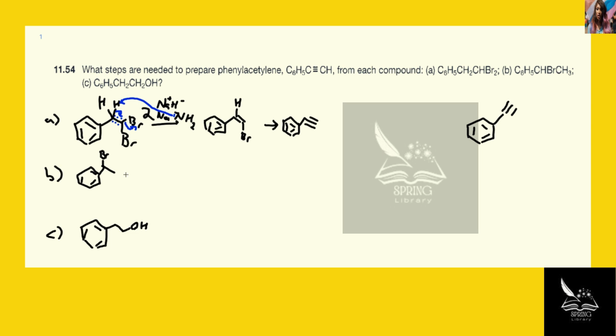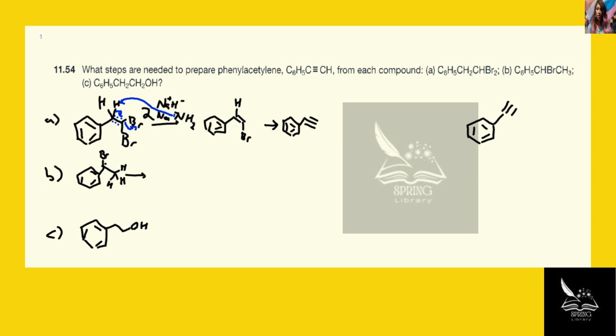So now we have only one leaving group, bromine, in B, but it's on a secondary carbon, not on the terminal carbon. So these CH3 protons are not as acidic, so we can't actually do that same method here. But what we can do is use an even stronger base to make an alkene bond here.